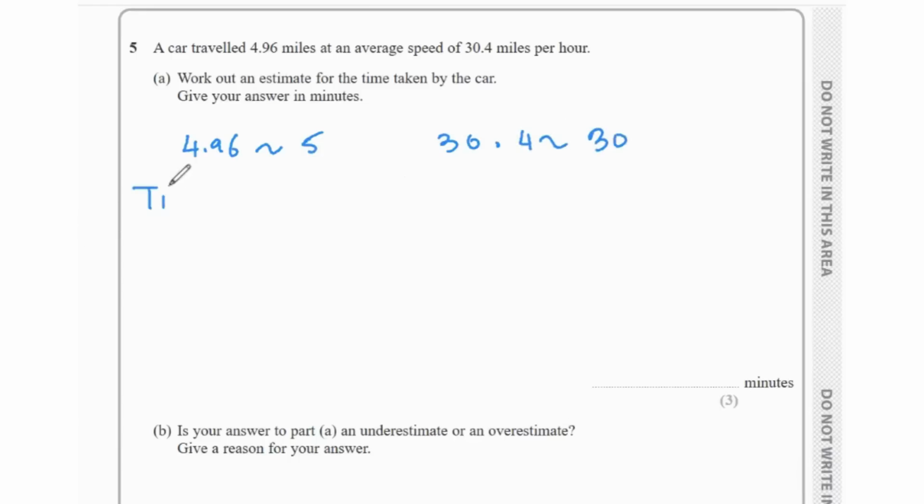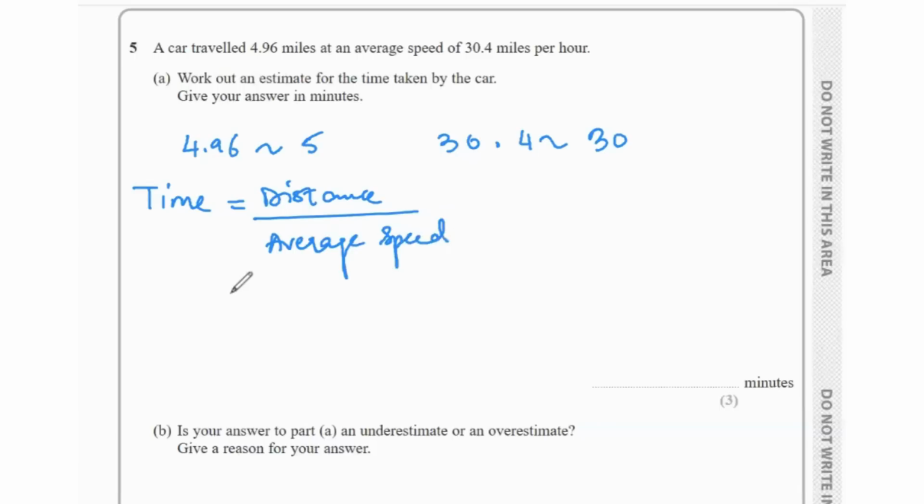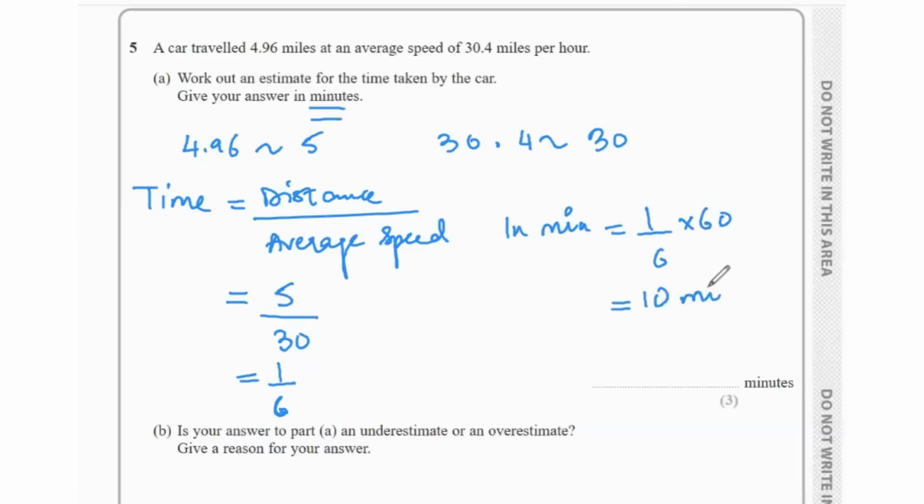So time would be distance divided by the average speed. So distance is 5 divided by 30. That's 1 over 6. They want it in minutes. So in minutes, we just times 1 over 6 by 60. And that gives us 10 minutes as the estimate.